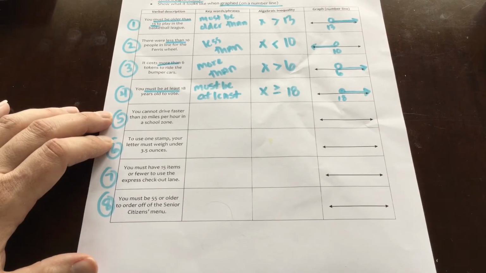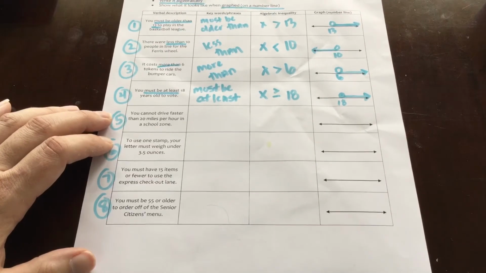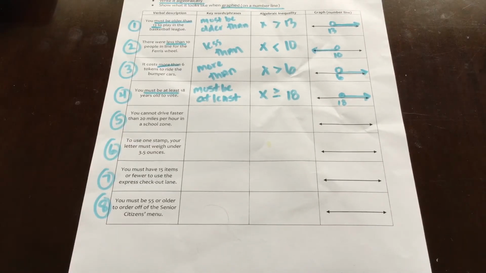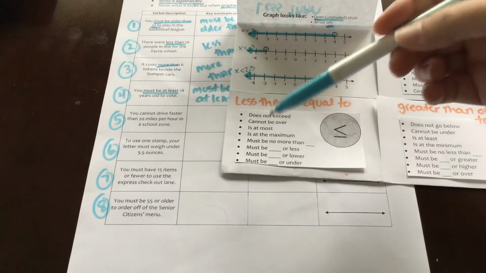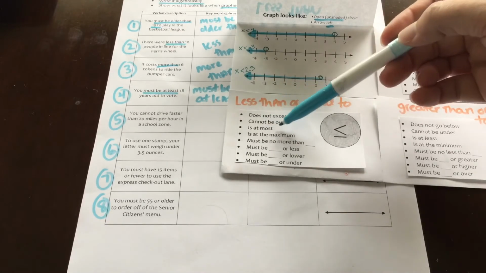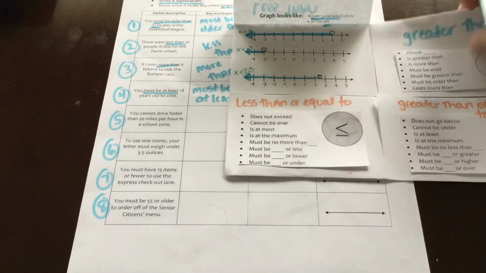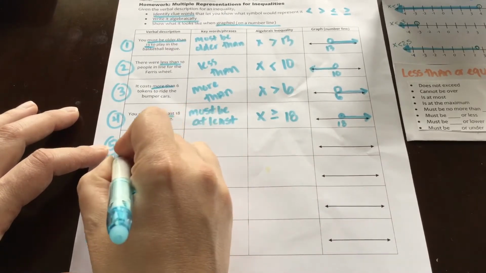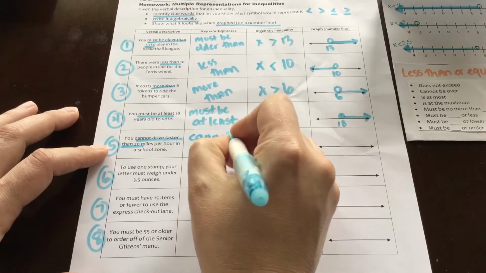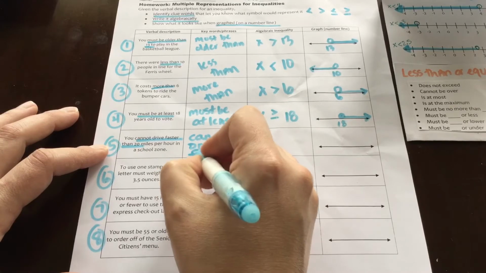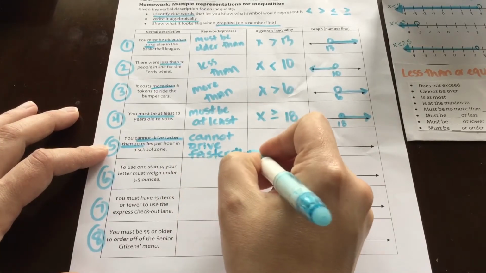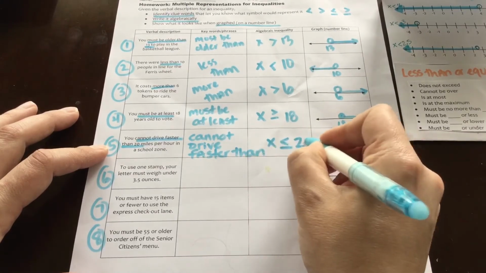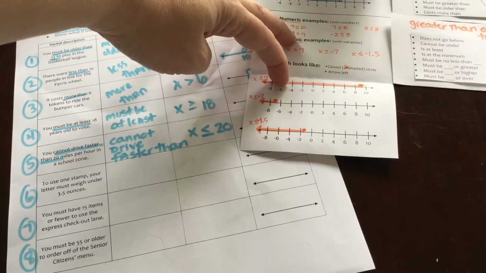Number 5, you cannot drive faster than 20 miles per hour in a school zone. When I see cannot go faster than, that is kind of similar to these. Cannot be over or cannot exceed because you cannot be higher than 20. That symbol is the less than or equal to symbol. And for that symbol, the graphs have shaded, closed-in circles with arrows going to the left to represent less than.